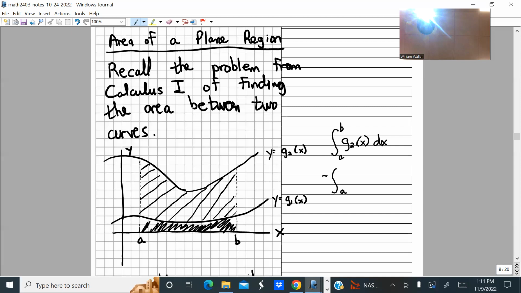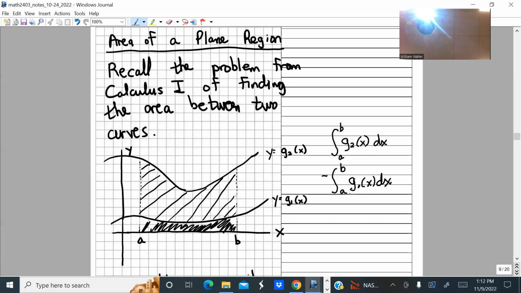Well, that's the area beneath the lower curve, right? So that looks like this as a definite integral. So you take the difference of the two definite integrals. This one gives you this lower area. This one gives you the area beneath the first curve. So when you take the area beneath the top curve minus this lower area, that gives you the area between the two curves. So you can calculate that area this way.